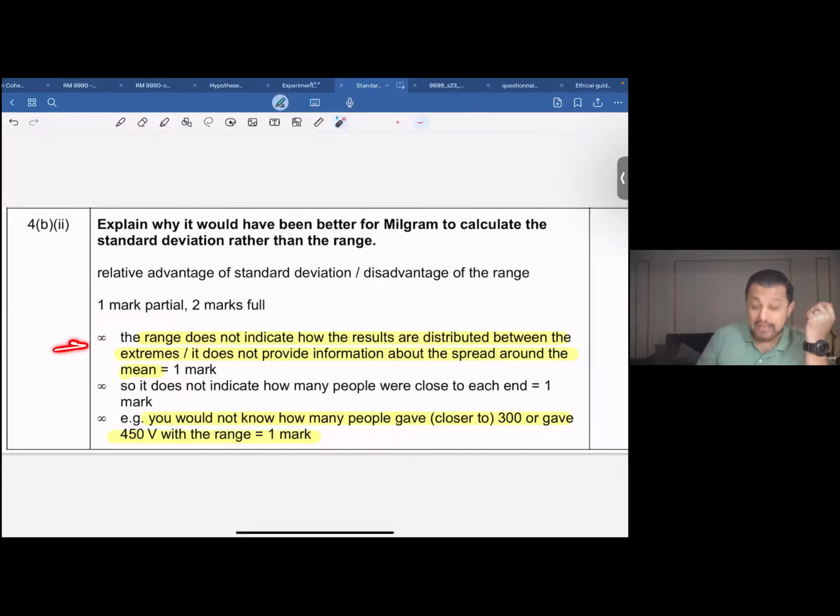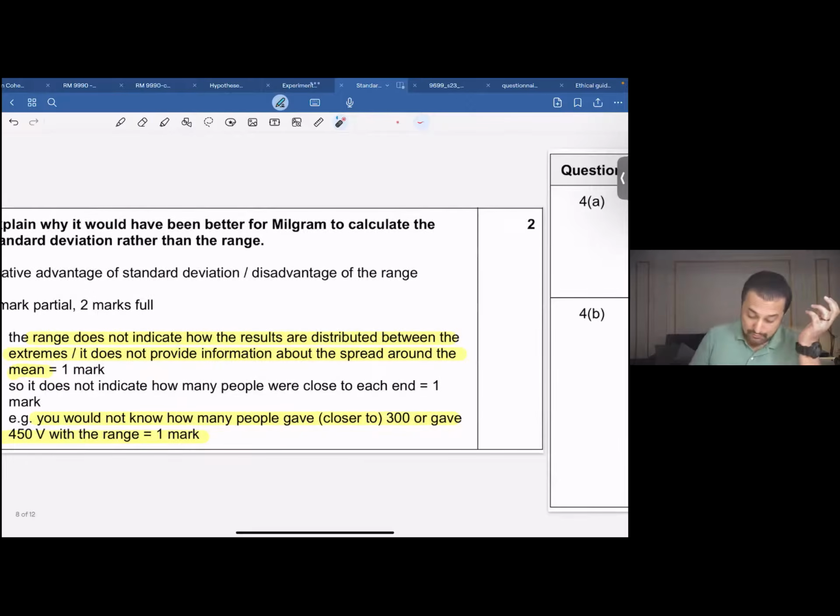For instance, the range does not indicate how the results are distributed between the extremes. It does not provide information about the spread around the mean. Example, you would not know how many people gave closer to 300 or gave 450 volts with the range. Moving on to another question.